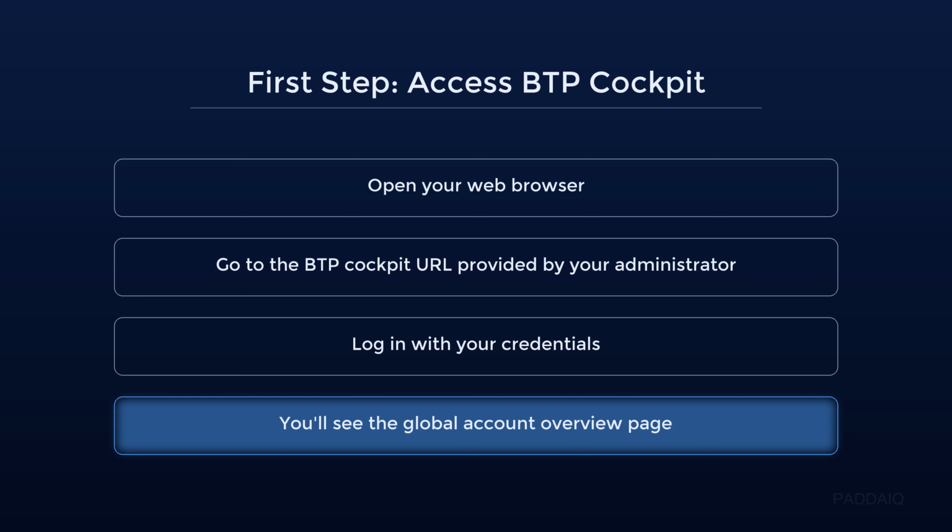You will see the Global Account Overview page. This is your main dashboard showing all your BTP resources and services in one place. For instance, if you manage multiple development projects, this page lists each one, their status, and usage. It's your central starting point for everything in BTP.